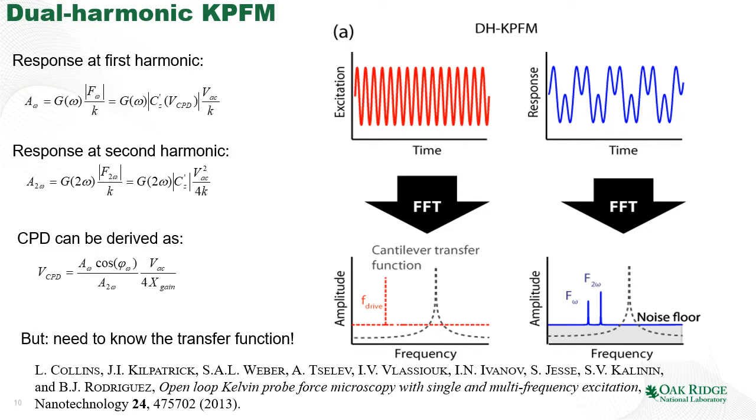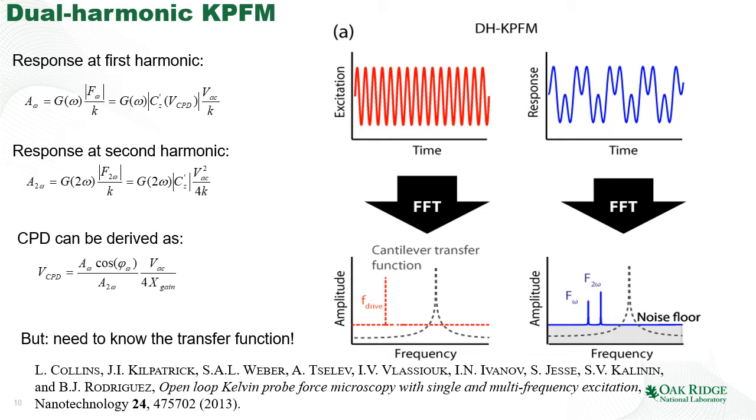The only difference here is that what we measure is, strictly speaking, not the force. What we measure is the response amplitude. And in order to transition from the force to the amplitude, we need to multiply our force signal by the transfer function of the cantilever and divide by the spring constant. So if we were measuring the forces, it would be enough to divide the response at the first harmonic by the response of the second harmonic in order to get the tip surface potential difference.